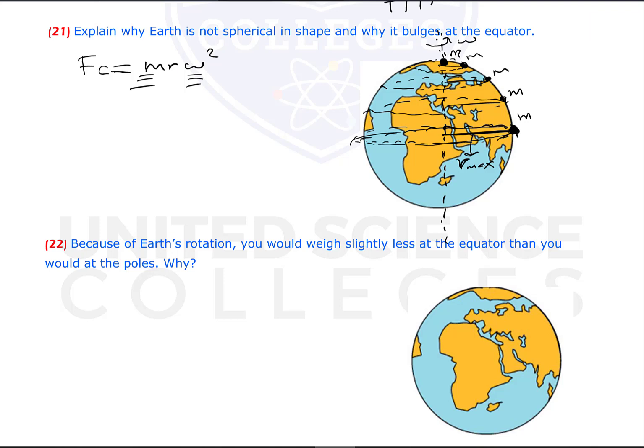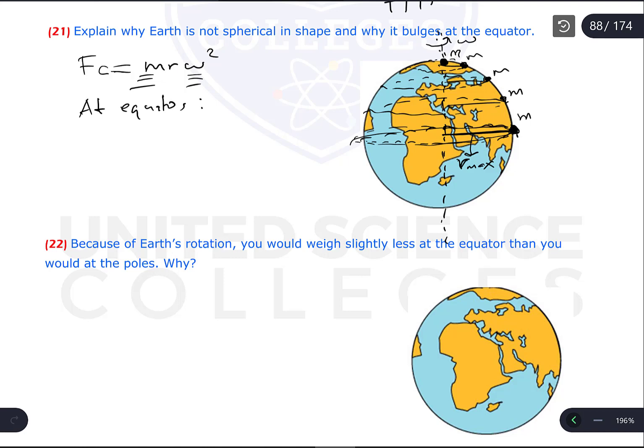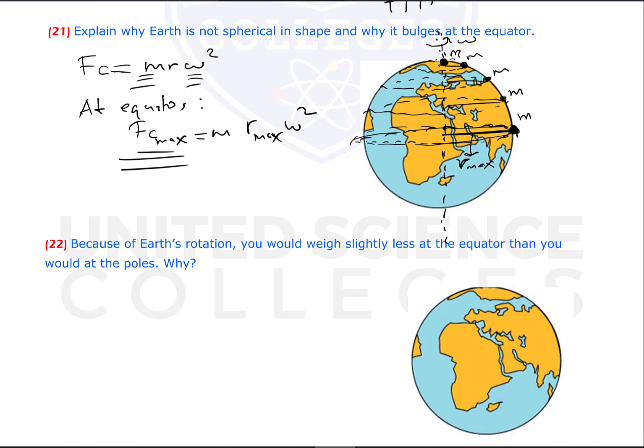So at the equator, this centripetal force becomes maximum because the radius becomes maximum. So the centripetal force is maximum at the equator because the radius of the circle gets its maximum value. That's why this maximum centripetal force must be provided by the gravitational attraction of the Earth. It is the maximum centripetal force, increasing centripetal force. The maximum centripetal force at the equator is not provided by the Earth.